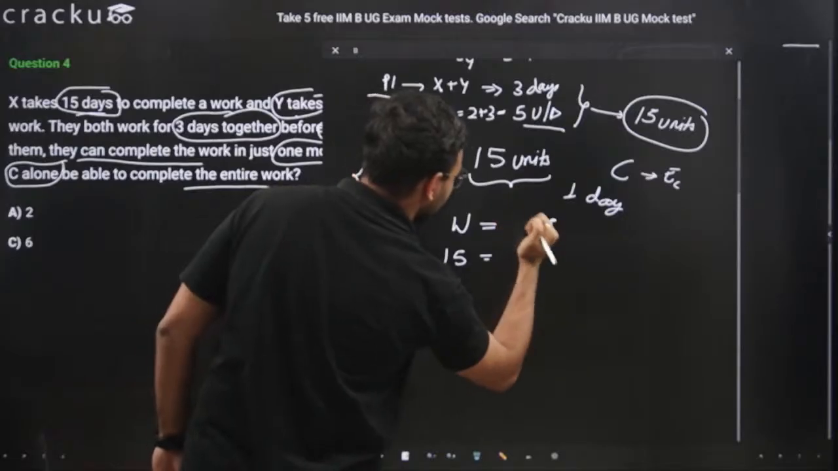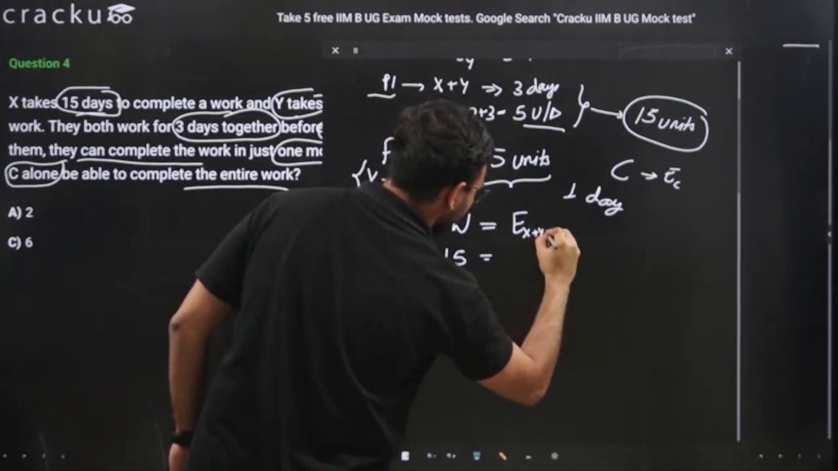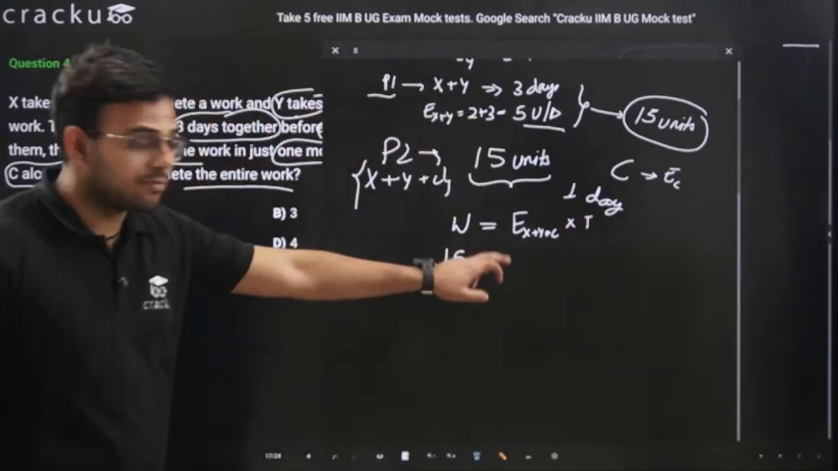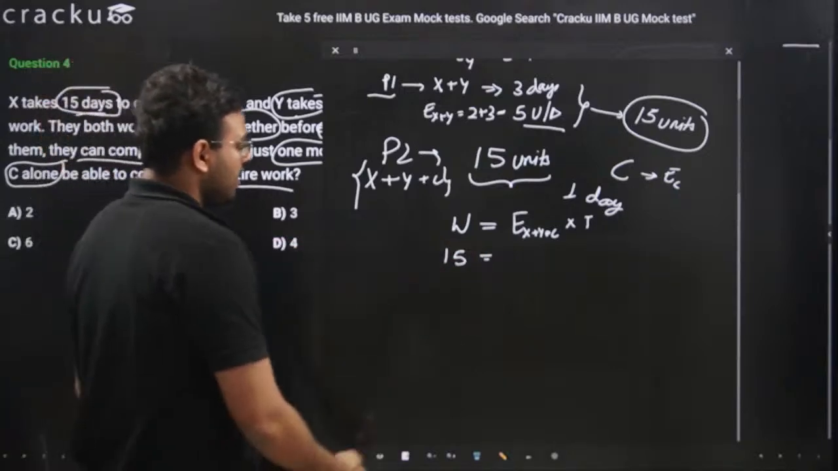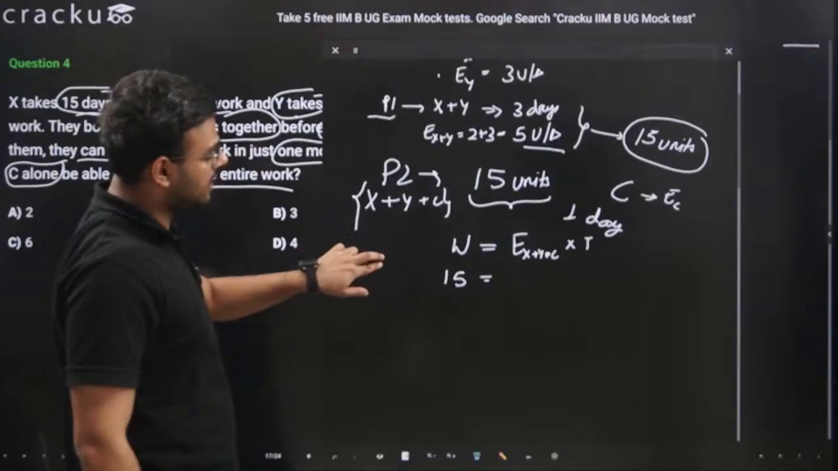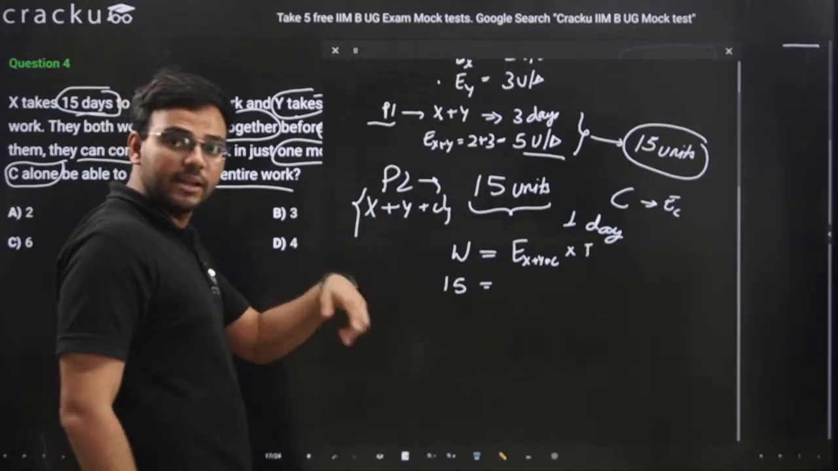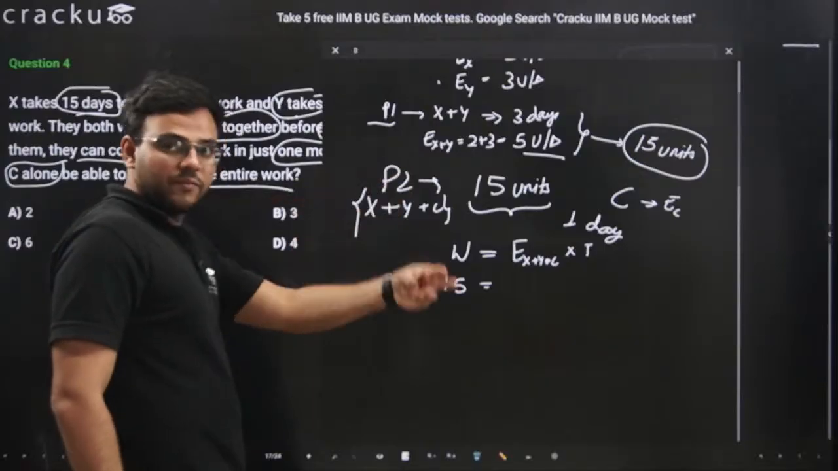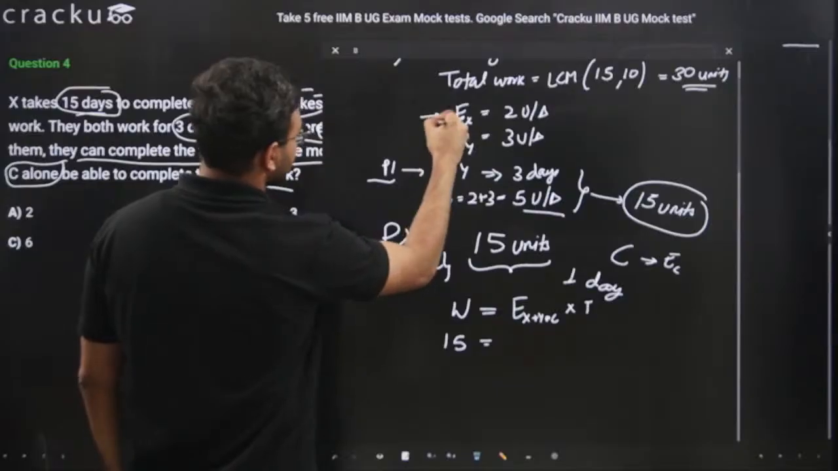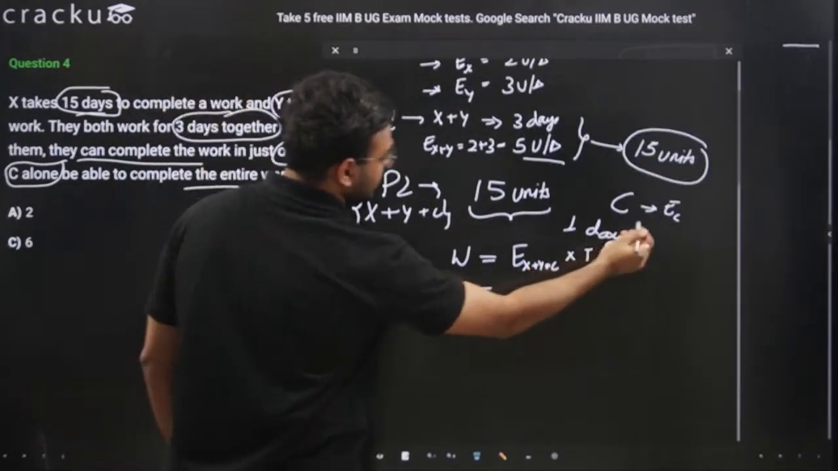Work is equal to the efficiency of X plus Y plus C multiplied by time. The total work is 15 units. The combined efficiency of X plus Y plus C will be the individual efficiencies added up. The individual efficiency of X is 2 units per day, Y is 3 units per day, and the efficiency of C is EC.